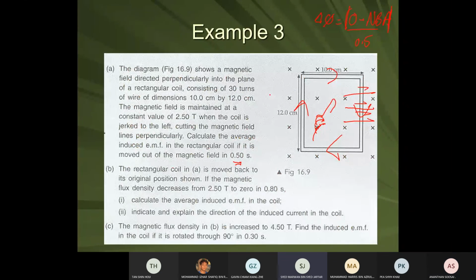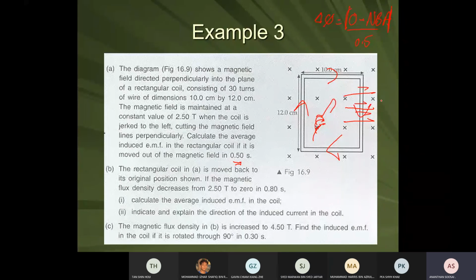Now, using the right hand rule, the thumb is supposed to be the north pole, right? The thumb points towards the north pole. Okay, so that's A. Now look at B.